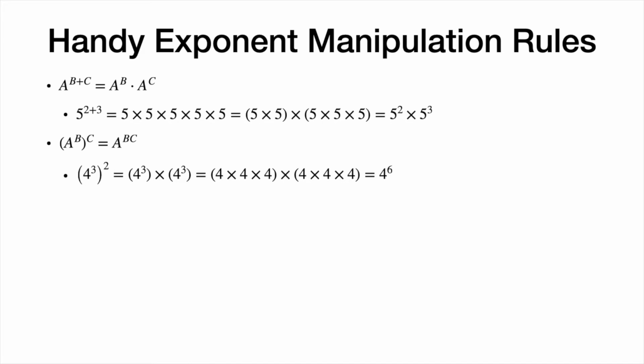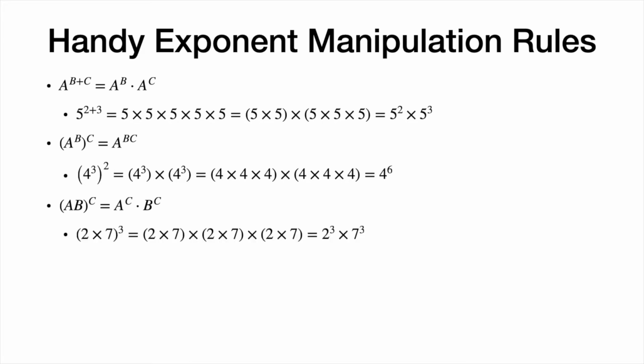So the grouping is important there. Another one: if you have a times b raised to the c power, that's equal to a raised to the c power times b raised to the c power. To see this, imagine we have 2 times 7 raised to the third power. Well, that's just the same as saying 2 times 7 times 2 times 7 times 2 times 7.